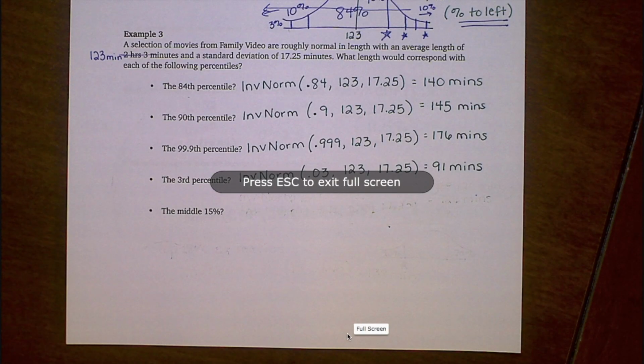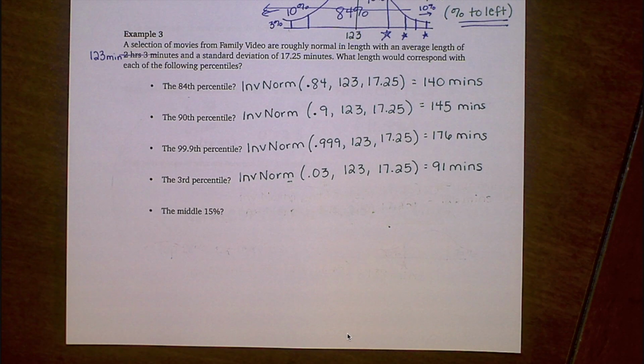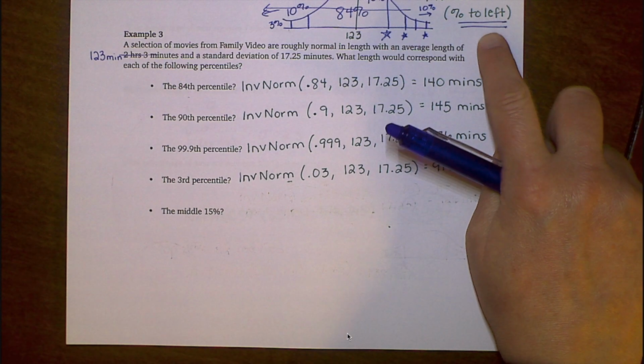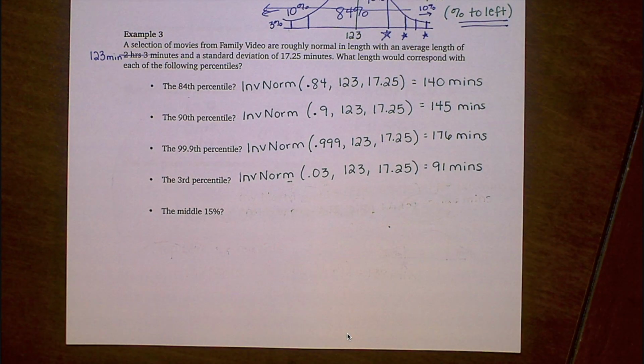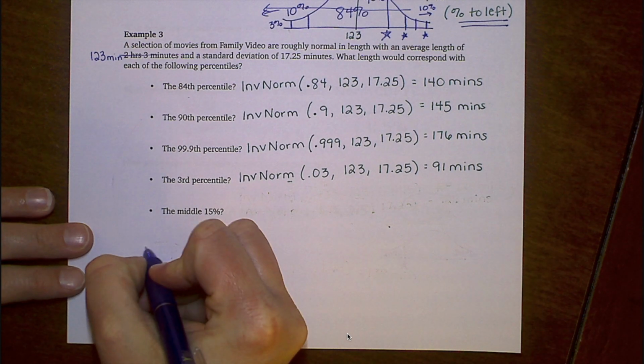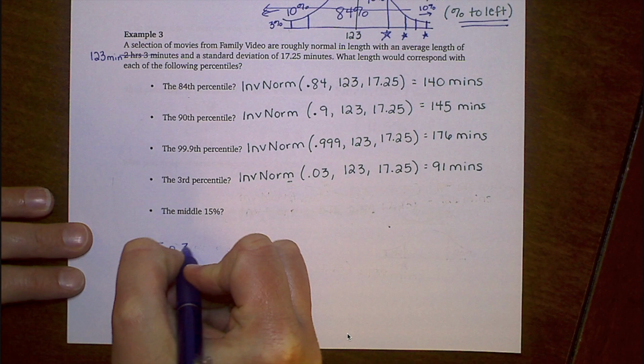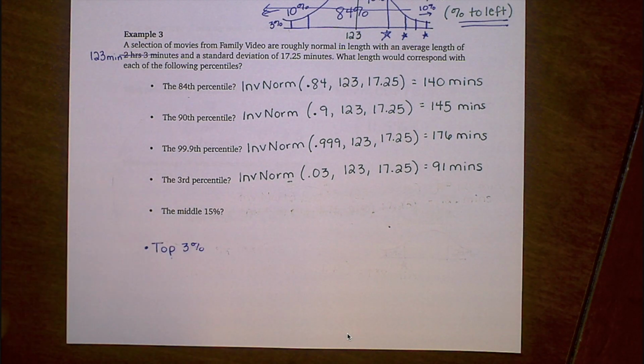Before we move on to the next question, I wanted to do one other type of question that I didn't include in this example, but it's important. I referenced it when I talked about inverse norm always referring to the percentage to the left. Let's suppose I had asked you about the top 3% of the data. Where would I have to draw my line to wall off the top 3% of the longest movies that Family Video has?